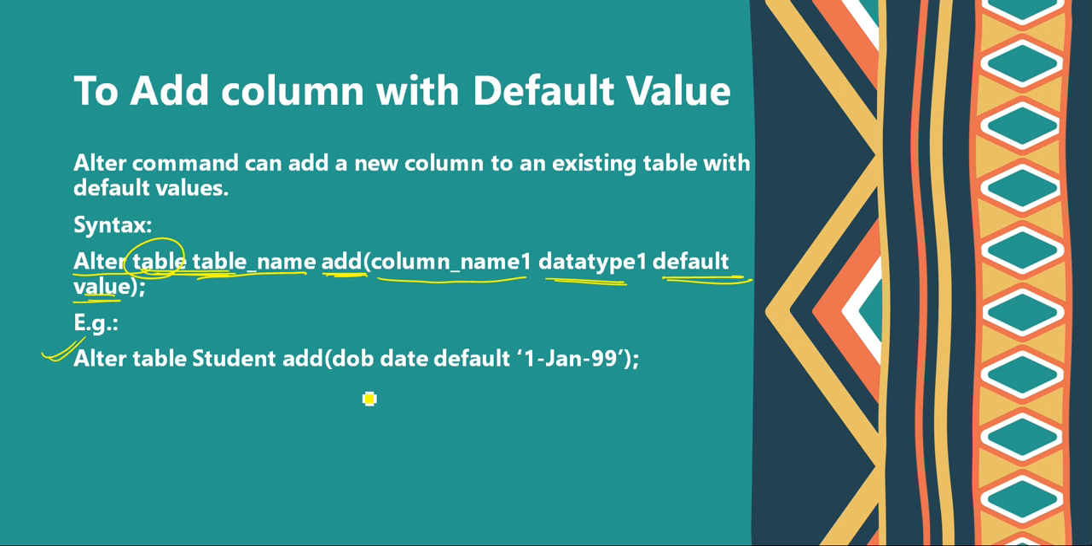Let's say I have added a date of birth, and we have just seen the age column which is present in our student table, right? But for now I want to add one more column called DOB, for date of birth, with a default value of 1st Jan 1990. Okay, so how can I do that?